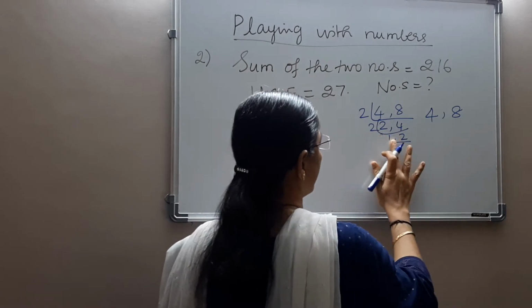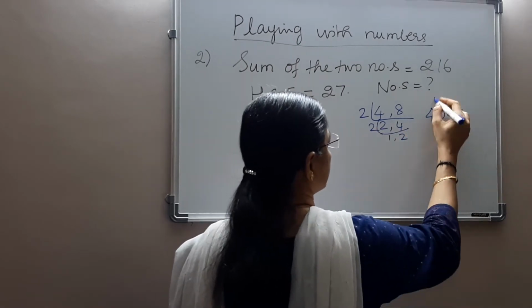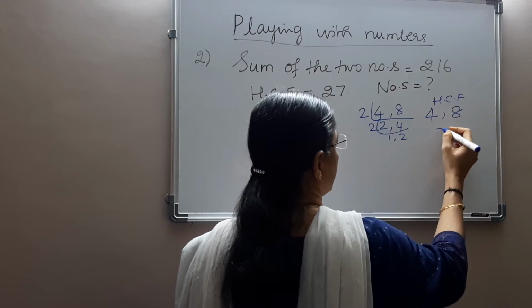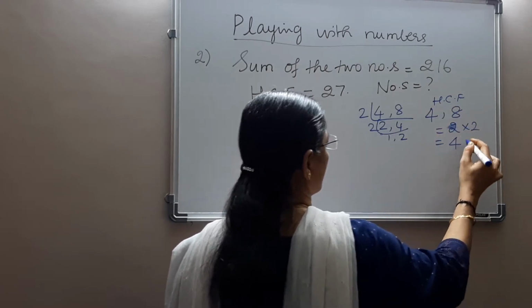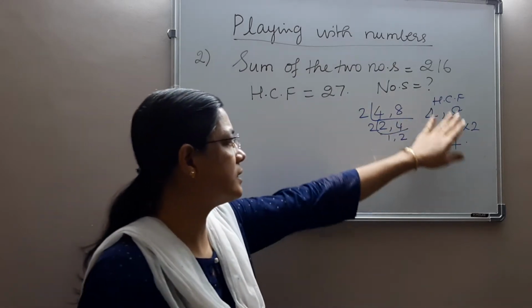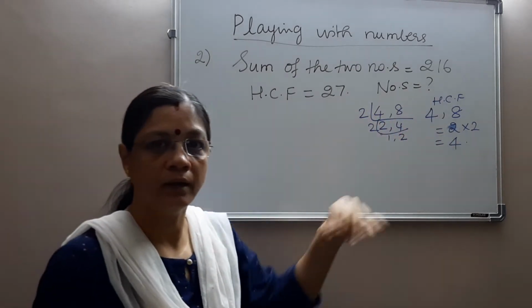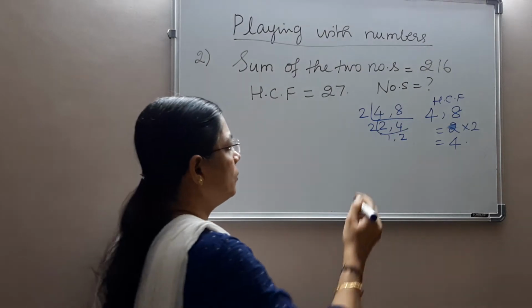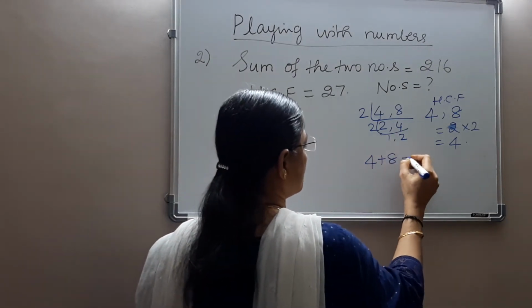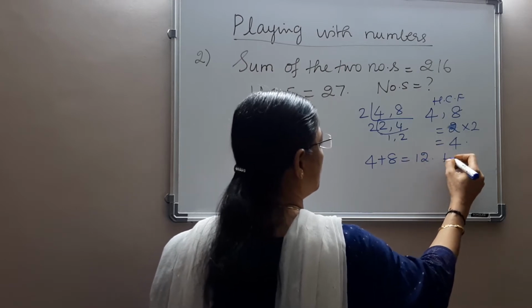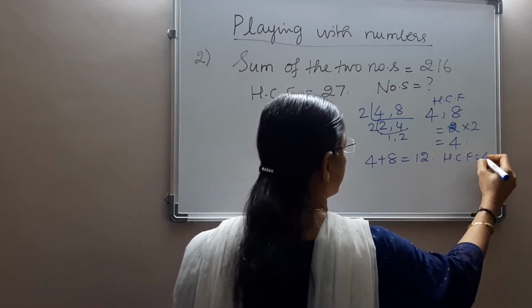So it stops with 1 and 2, so just 2 and 2. The HCF of 4 and 8 is equal to 2 into 2, which is 4 now. So we have HCF 4 for 4 and 8, isn't it? Now what I need to do is I take the sum of these two numbers. 4 plus 8 is 12 and HCF is 4 I have.